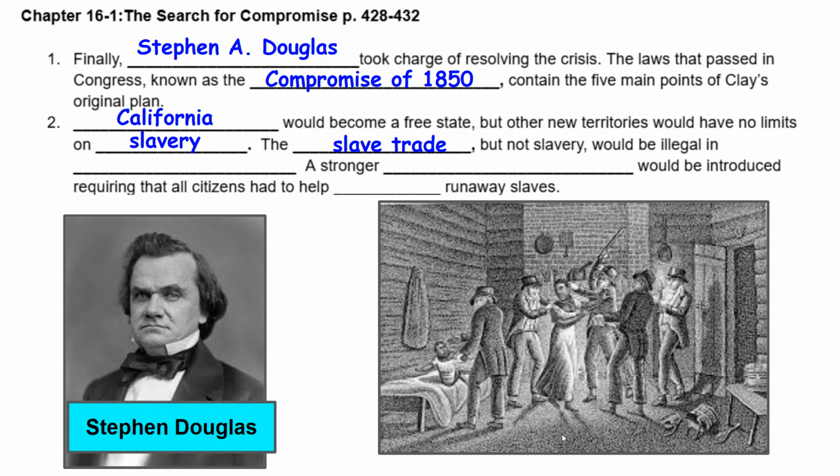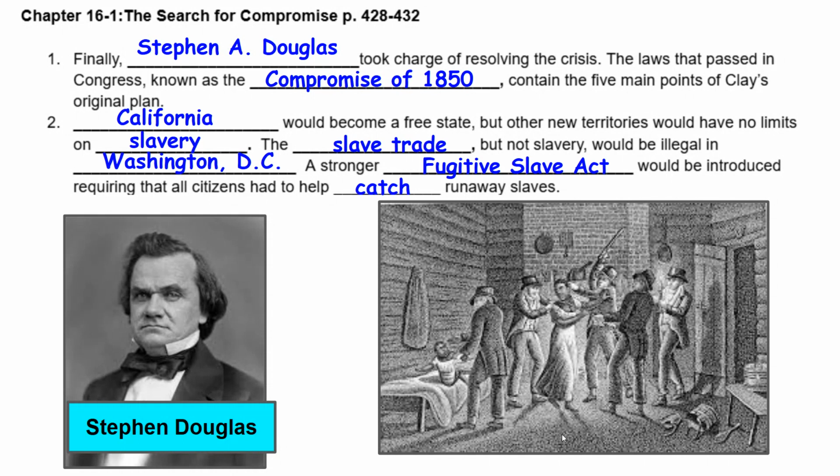The slave trade, but not slavery, would be illegal in Washington, D.C. So if you were a person who lived in Virginia or Maryland, in that vicinity, you wouldn't be able to go buy slaves, but you would be able to keep the slaves you already have. There would be a stronger Fugitive Slave Act, requiring that all citizens help in catching runaway slaves.